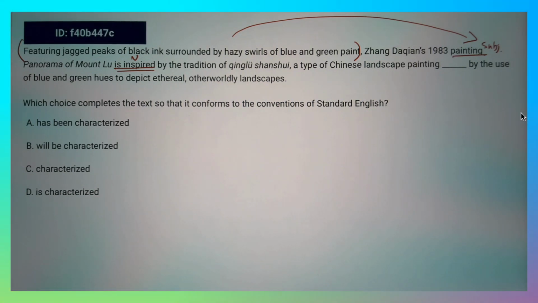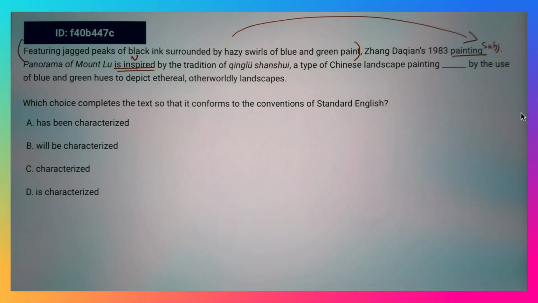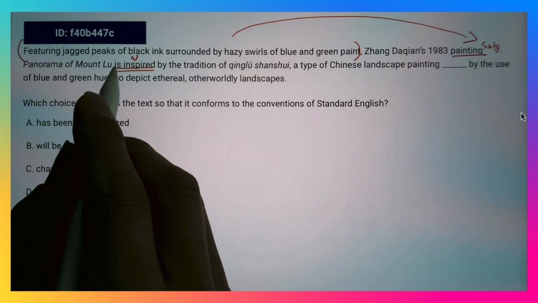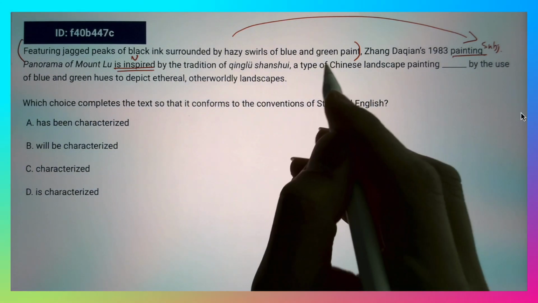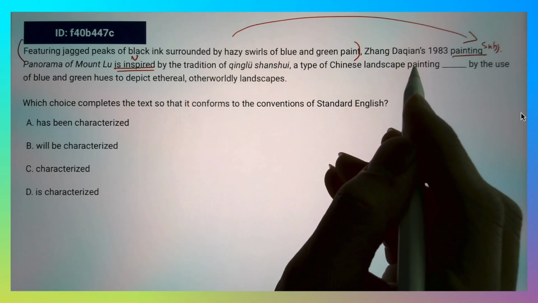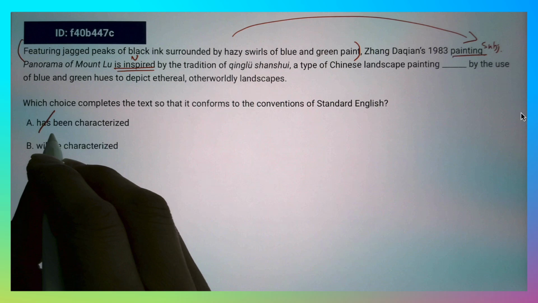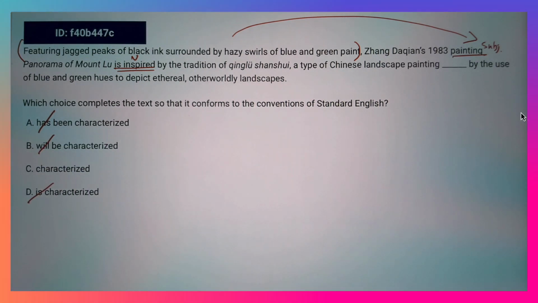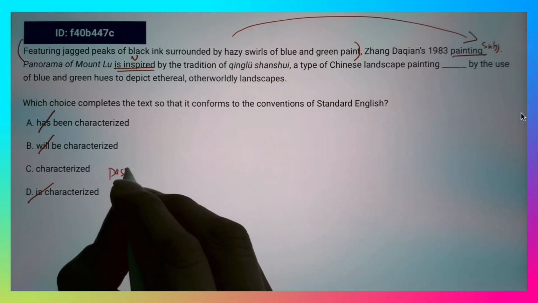Okay, so we cannot choose the finite verb. What I mean by finite verb, in case you don't know, is that a finite verb depends on the tense and also depends on subject and verb agreement, the singular and plural. We already got that here in the sentence. Okay, it's inspired. And then we have a noun phrase, a type of Chinese landscape painting. And to avoid the finite verb, you cannot choose A, B, and D. Okay, you gotta use a past participle phrase.